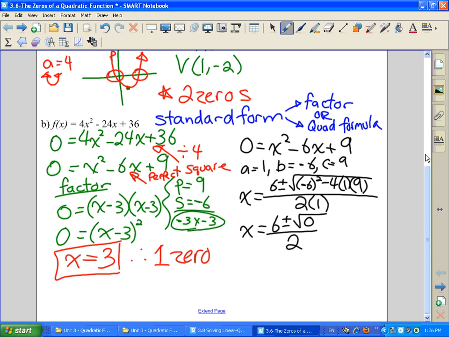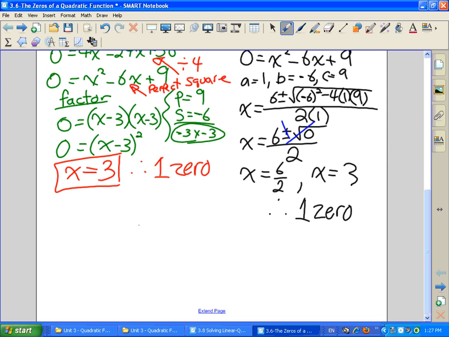Whenever you have the square root of 0, that means 0, which means really, ladies and gentlemen, the plus or minus cancels. So in this case, we're only left with x equals 6 divided by 2. When you simplify that, x equals 3. So therefore, 1, 0, or one solution, or one root. What does that mean? Therefore, in this case, the vertex is at the axis. So it's on the x-axis.